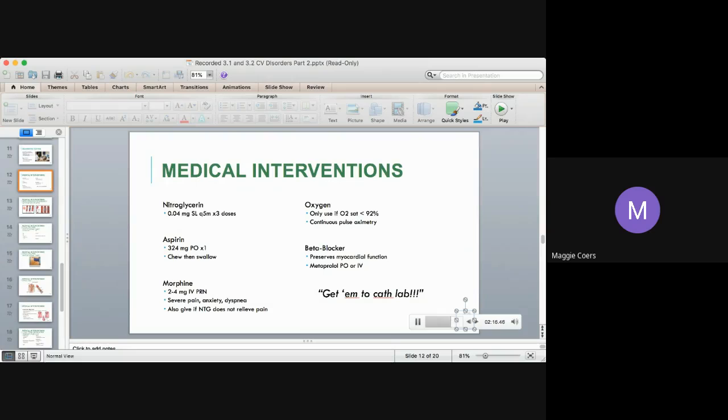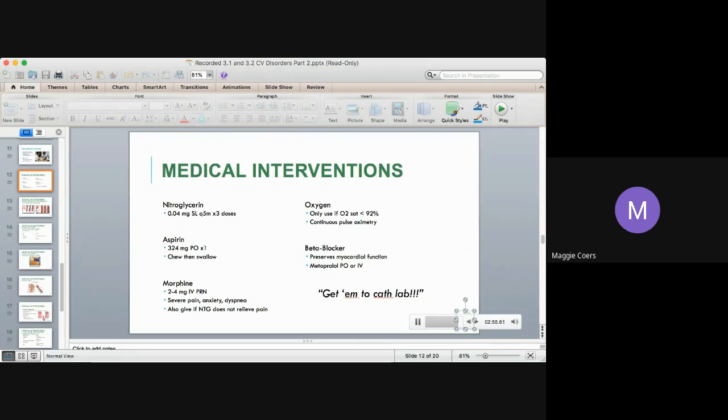And then a beta blocker is a newer thing that we provide for an MI, and research has shown that a beta blocker preserves myocardial function, okay, even when there's myocardial cell death. If we can get the beta blocker in, we can cause more cardiac tissue, I guess, to survive, okay, and preserve that blood supply and that oxygen to the heart.